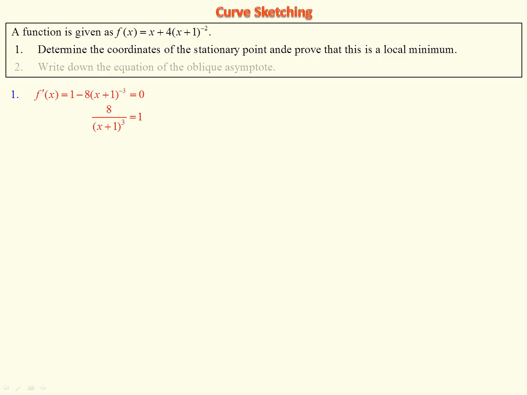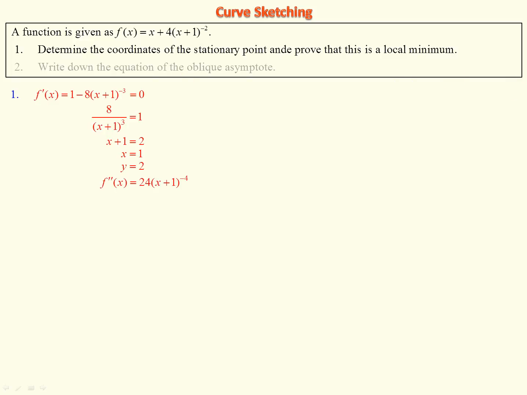Invert the x plus 1 to the negative 3. And we solve and we end up with x equal to 1. Substituting back we get y equal to 2. So now we know that the stationary point is 1, 2. Now we have to prove that it's a local minimum. So we have to go to the second derivative. So we differentiate the derivative.